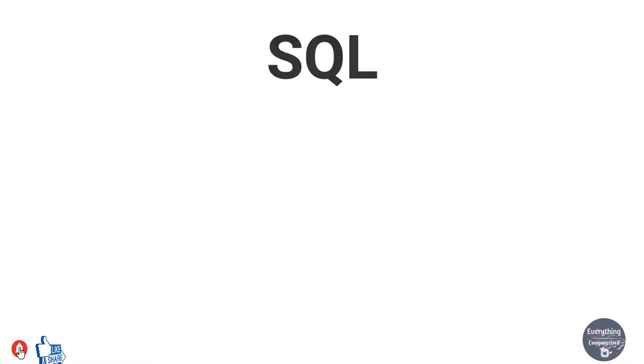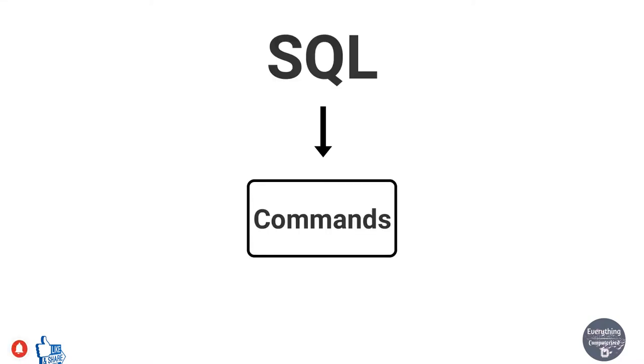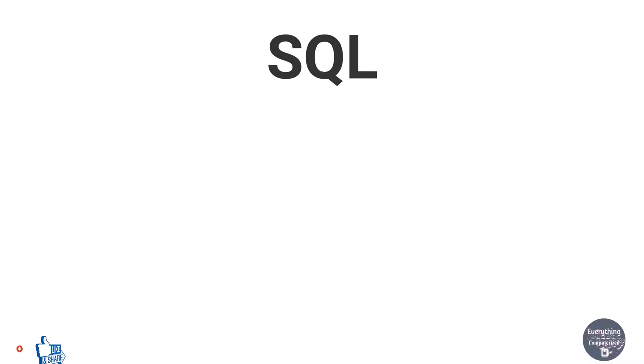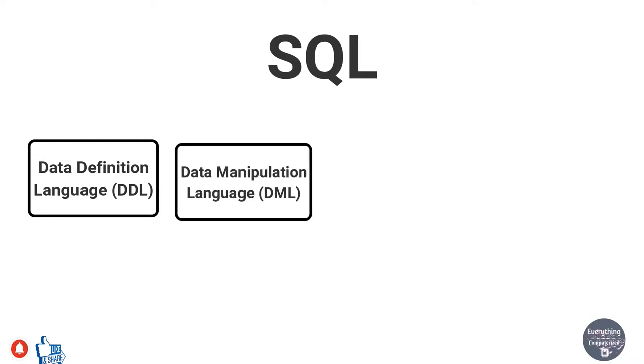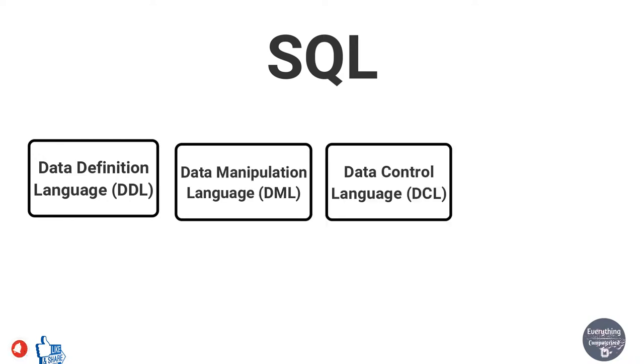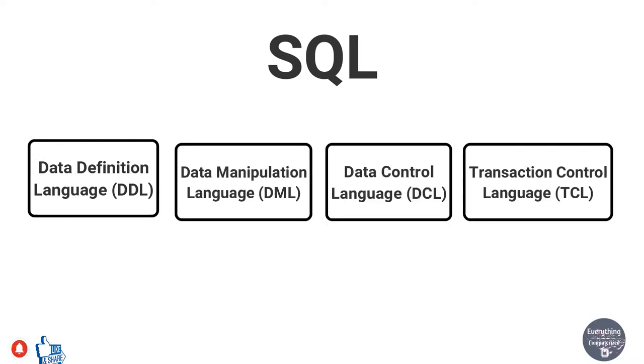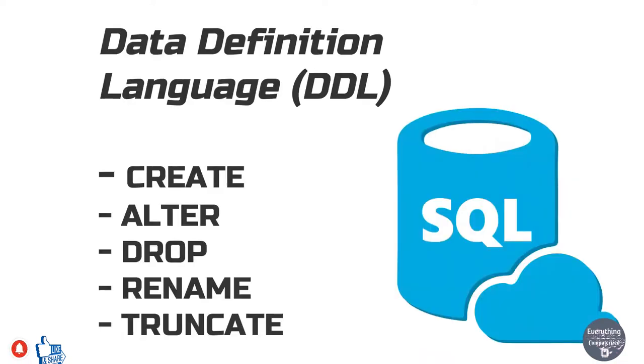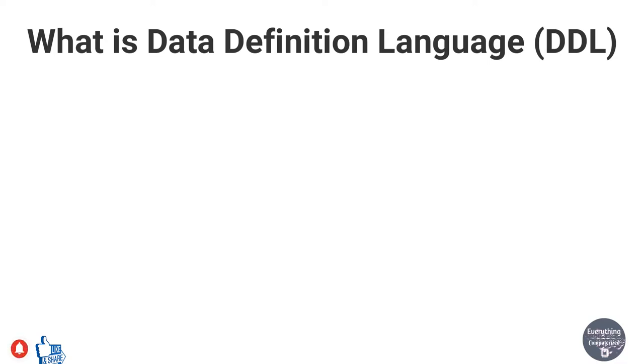We know that SQL contains a lot of commands and therefore according to the different commands and the results generated by them, SQL is divided into 4 components, which are data definition language, data manipulation language, data control language, and transaction control language. In this video, I'll explain in detail the data definition language and the different commands present in it. Let's talk about data definition language, that is DDL.